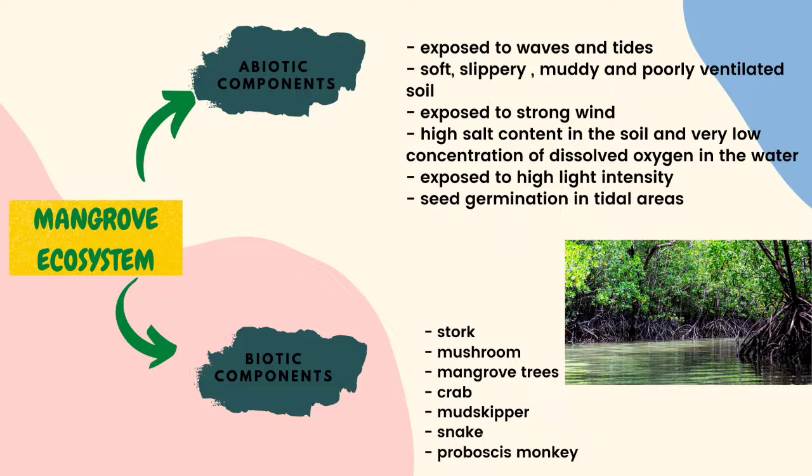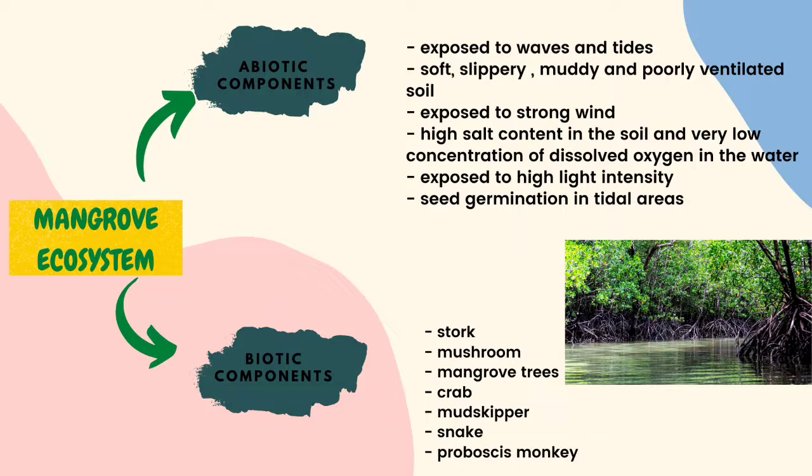And now, mangrove ecosystem. For abiotic components: exposed to waves and tides, soft, slippery, muddy, and poorly ventilated soil, exposed to strong wind, high salt content in the soil and very low concentration of dissolved oxygen in the water, exposed to high light intensity, seed germination in tidal areas.